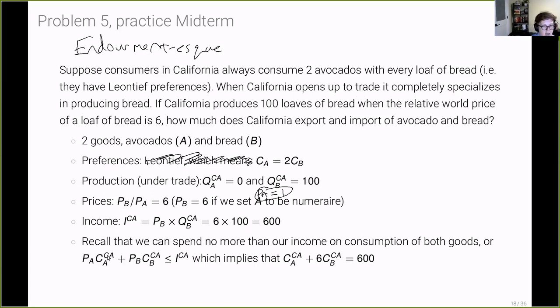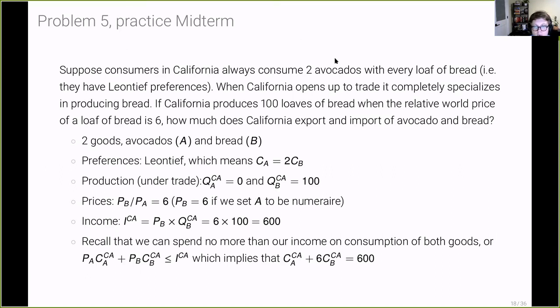If we add up the cost of purchasing all of the units of avocados that we buy and the cost of purchasing all of the units of bread that we buy, it has to be no more than our income. That implies, recalling that I've set the price of avocados equal to 1 and that PB is equal to 6, that CA plus 6CB is equal to 600.